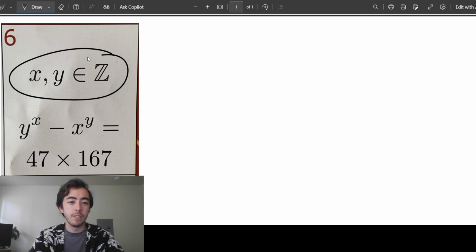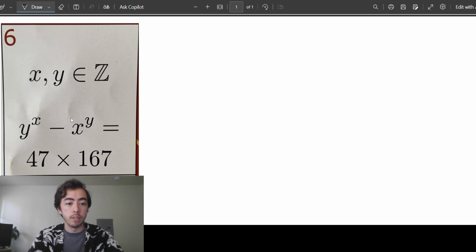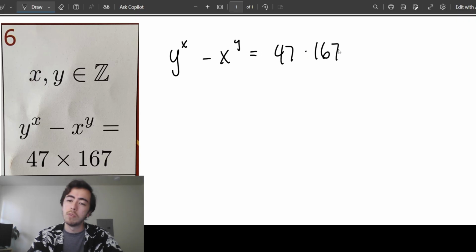So I see some kind of initial condition that says x and y are elements of the integers. Essentially, they're the whole numbers, and they could be positive, negative, or zero. And then I have an equation here where y to the power of x minus x to the power of y is equal to the product of 47 and 167. I believe both of these numbers are prime. I would need to do some divisibility tests on them to be sure, but that's my hunch.